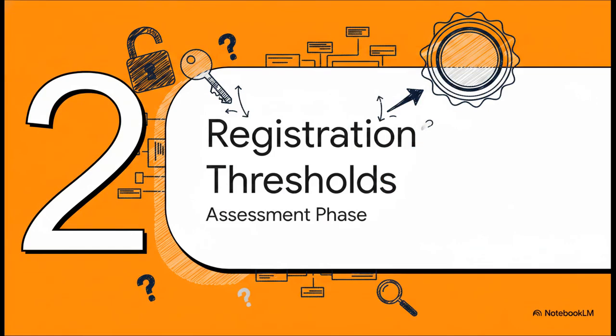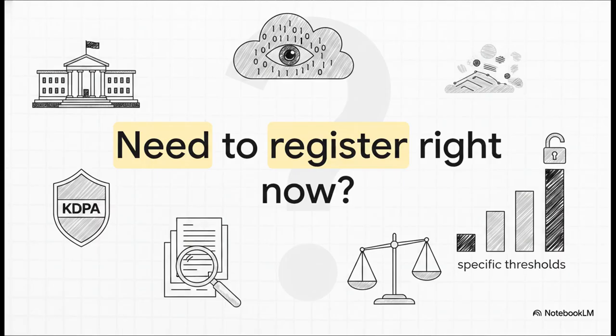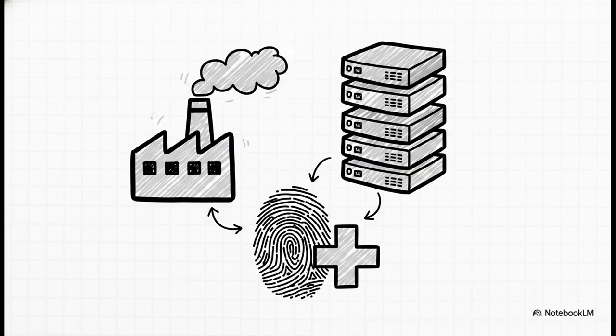Section 2. The registration thresholds, assessment phase. The Act is incredibly clear under Section 18. No person shall act as a data controller or data processor without being registered. But do you actually need to register right now? It's time to evaluate your own legal standing. Because the Data Commissioner doesn't just ask everyone to register blindly, they prescribe some very specific thresholds that trigger mandatory registration. So under Section 18, the Commissioner uses a sort of rule of three to determine these mandatory thresholds.